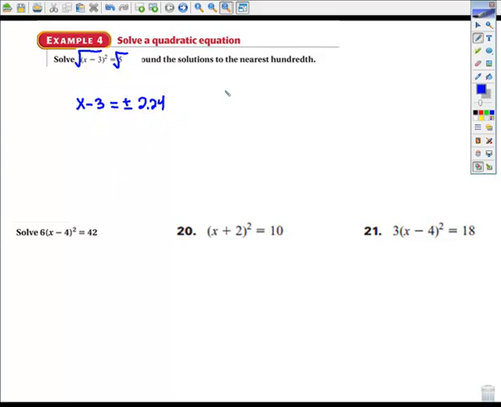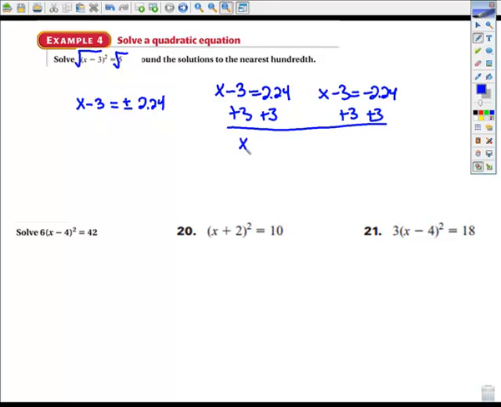So now I have two equations I have to set up. I have x minus 3 equals 2.24 and x minus 3 equals negative 2.24. In both cases, I'll add the 3. So here, x will equal 5 and 24 hundredths, and here, x will equal 76 hundredths. And those are your two solutions.